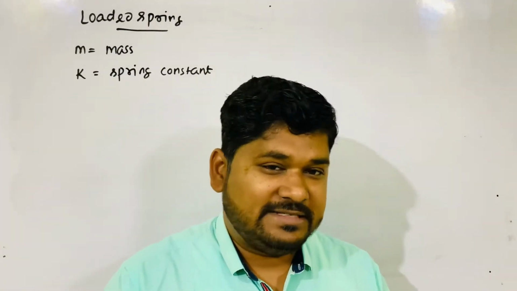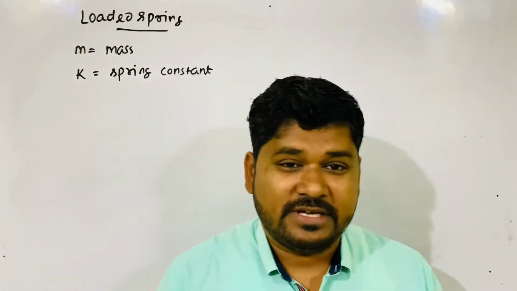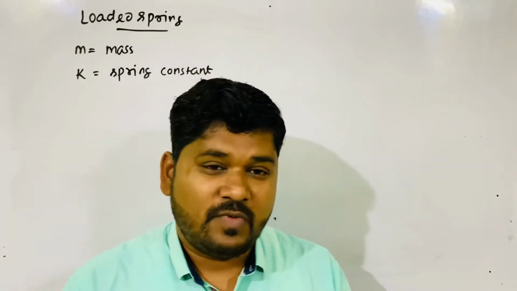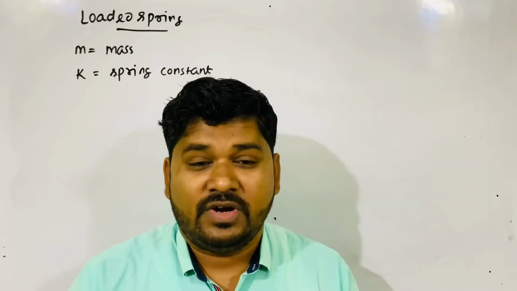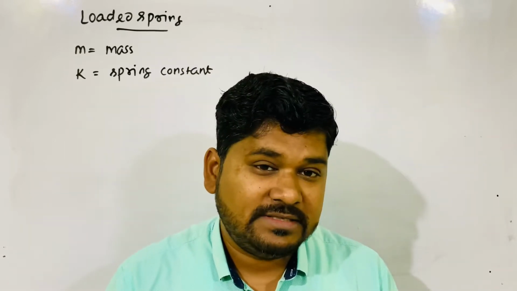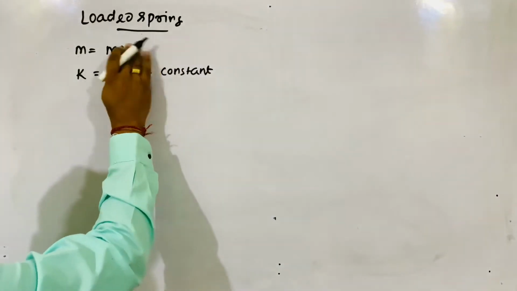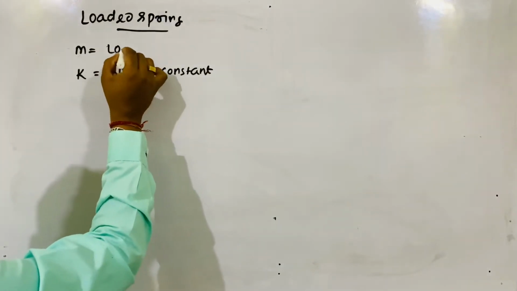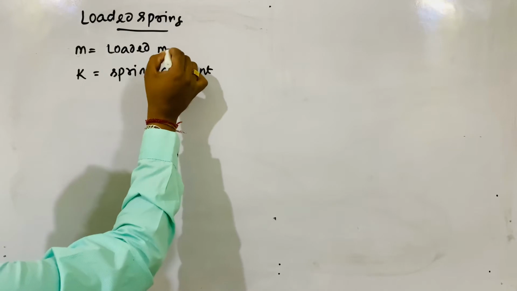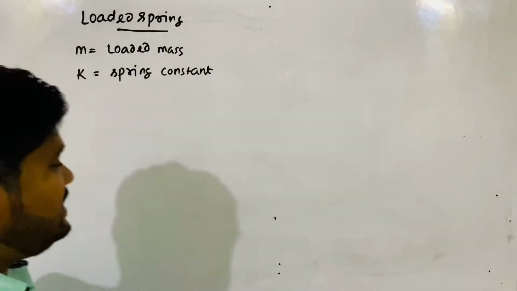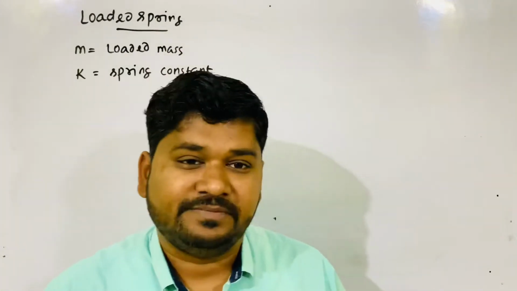So these are the two quantities we will use here. One is the mass, which is hung from the spring. We can simply call M the loaded mass. Then K is the spring constant.